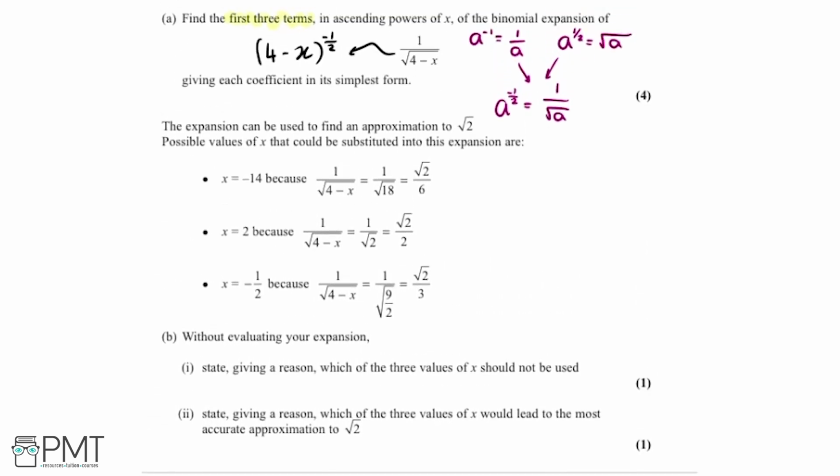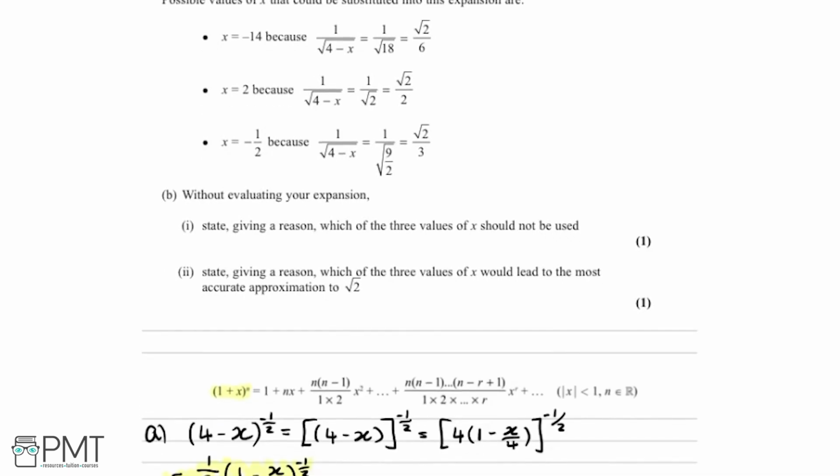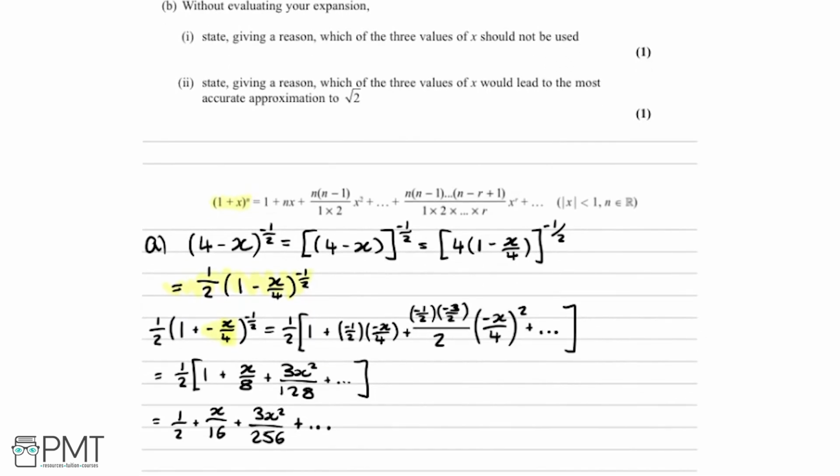Fantastic. And looking back up at the question, it says we need to give each coefficient in its simplest form. And looking down here, we can actually check this, but all these coefficients are already in the simplest form. So this right here is our answer. So the first three terms of the expansion of 1 over the square root of 4 minus x is a half plus x over 16 plus 3x squared over 256.